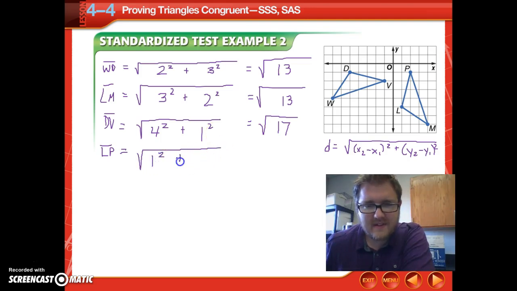So we get 1 squared plus 4 squared, which is 1 plus 16, or 17. So as we can see, we already see that 2 sides are congruent. Let's just prove that third one, WV.